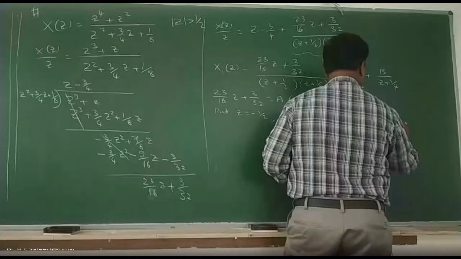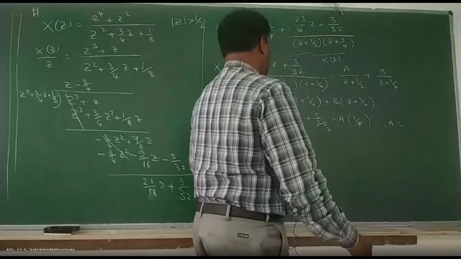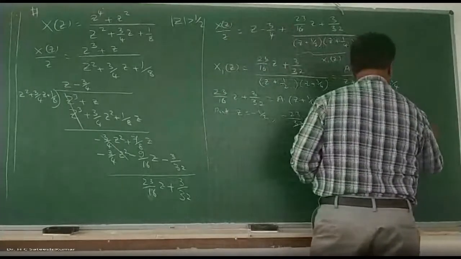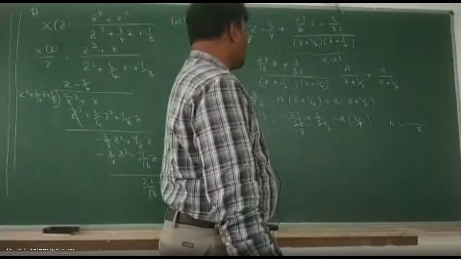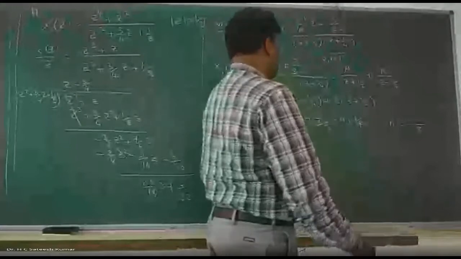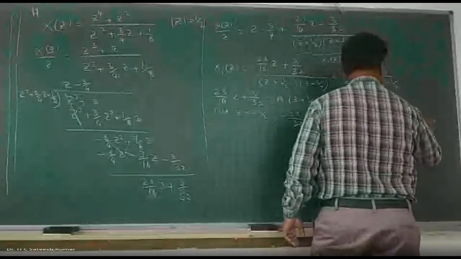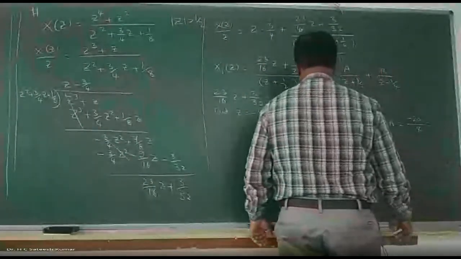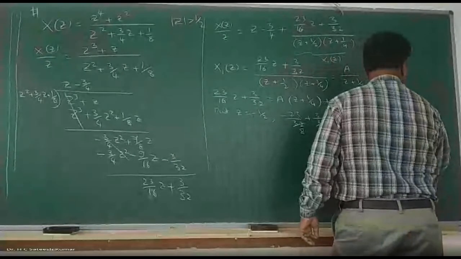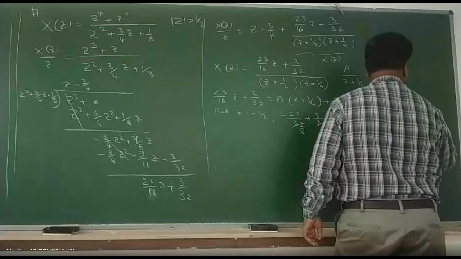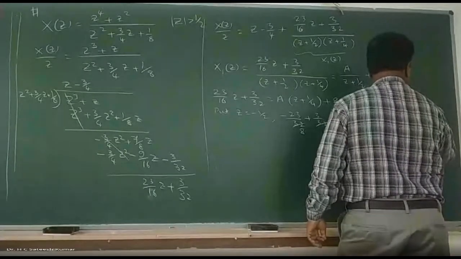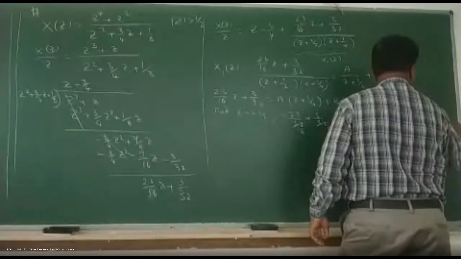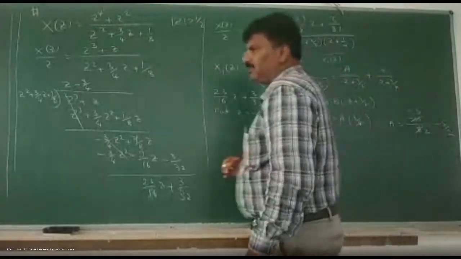Therefore A is equal to 8 LCM, as it is, and minus 23 plus 3 is what? Minus 20, which is nothing but equal to what? 4 times minus 5 by 8, so minus 5 by 2 you will get for A. A is minus 5 by 2.